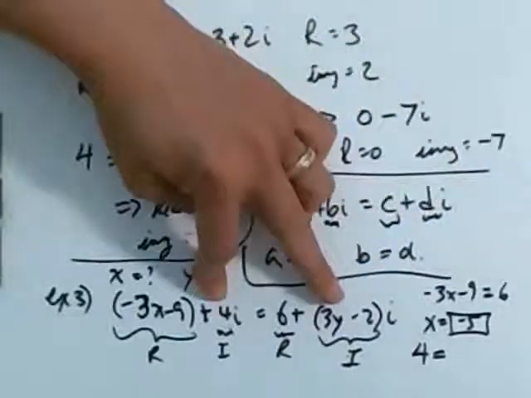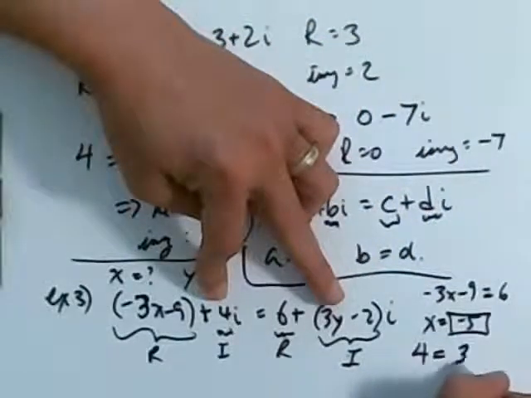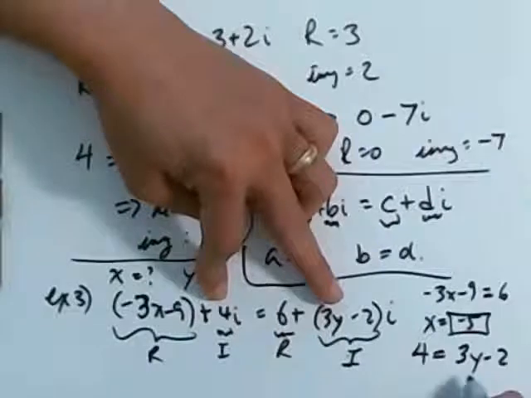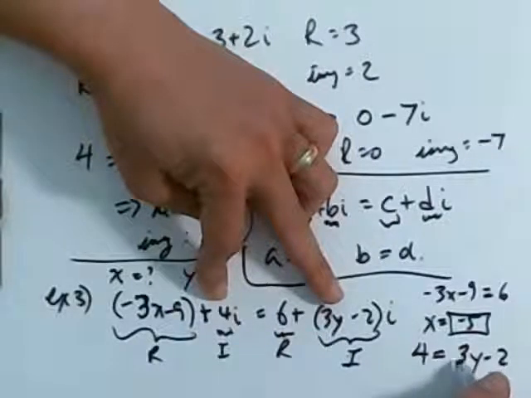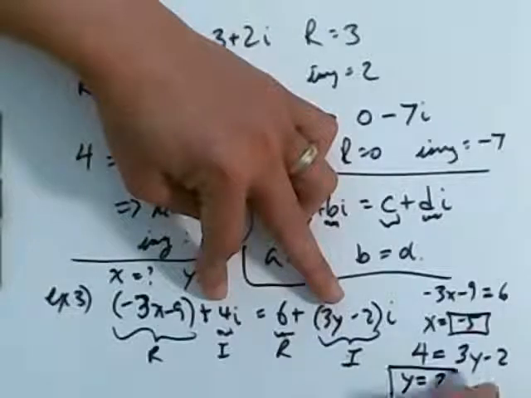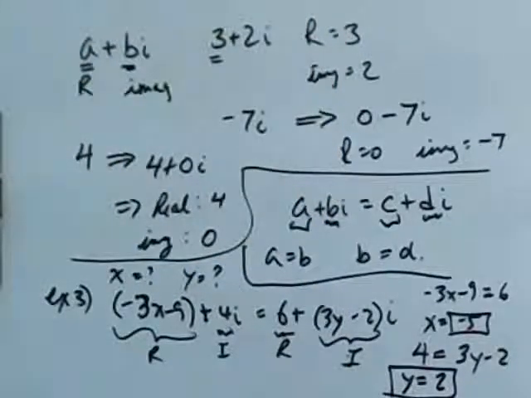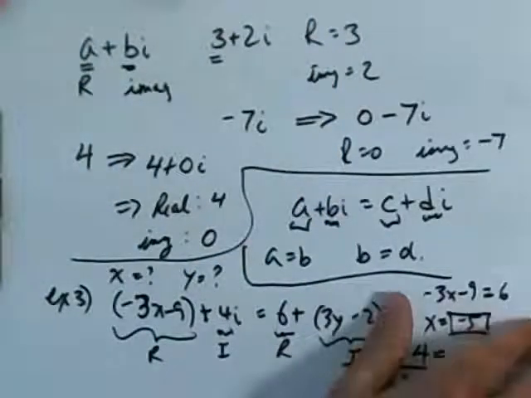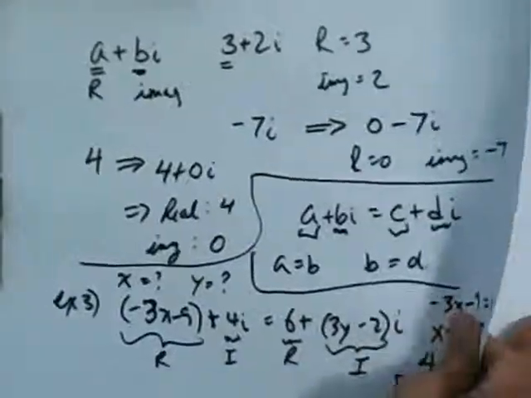You're going to set the imaginary portion equal to the imaginary portion, 3y minus 2. I add 2, that's 6 divided by 3. Y is equal to 6 divided by 3, which is going to be 2. Okay, that's not too bad. So, how do we add complex numbers and subtract complex numbers? Let's get started with some problems.